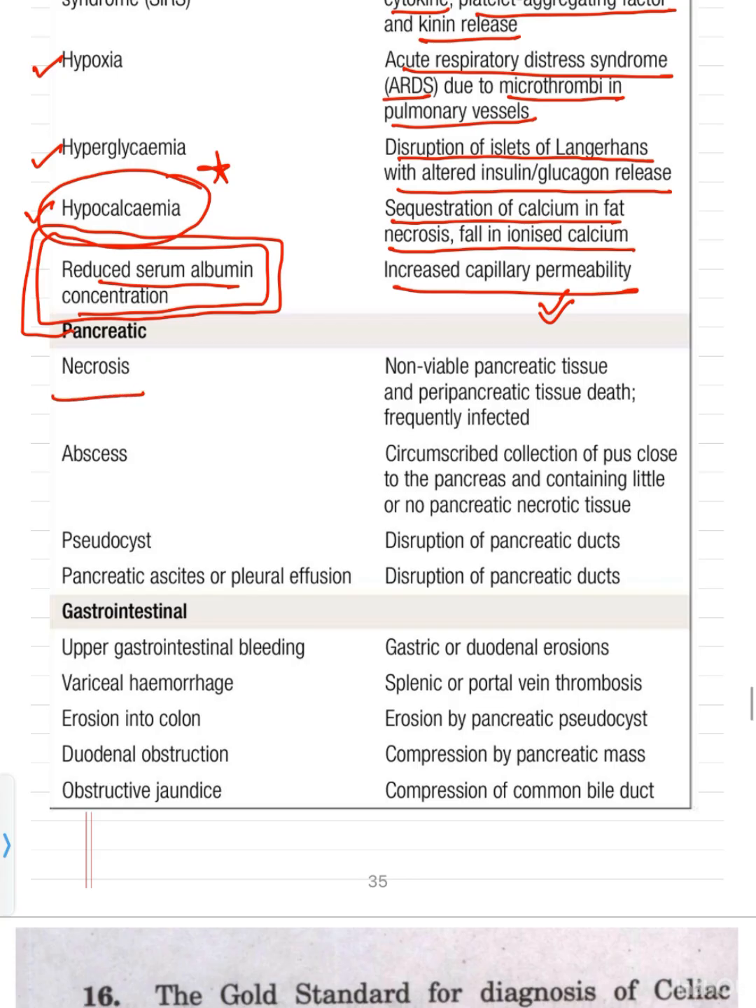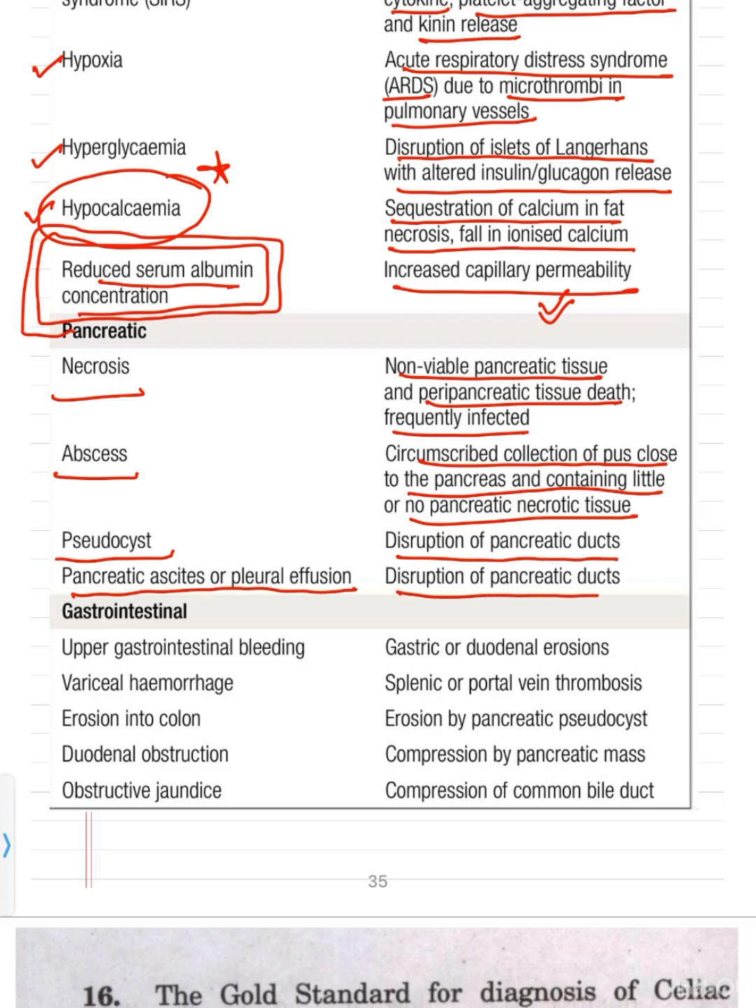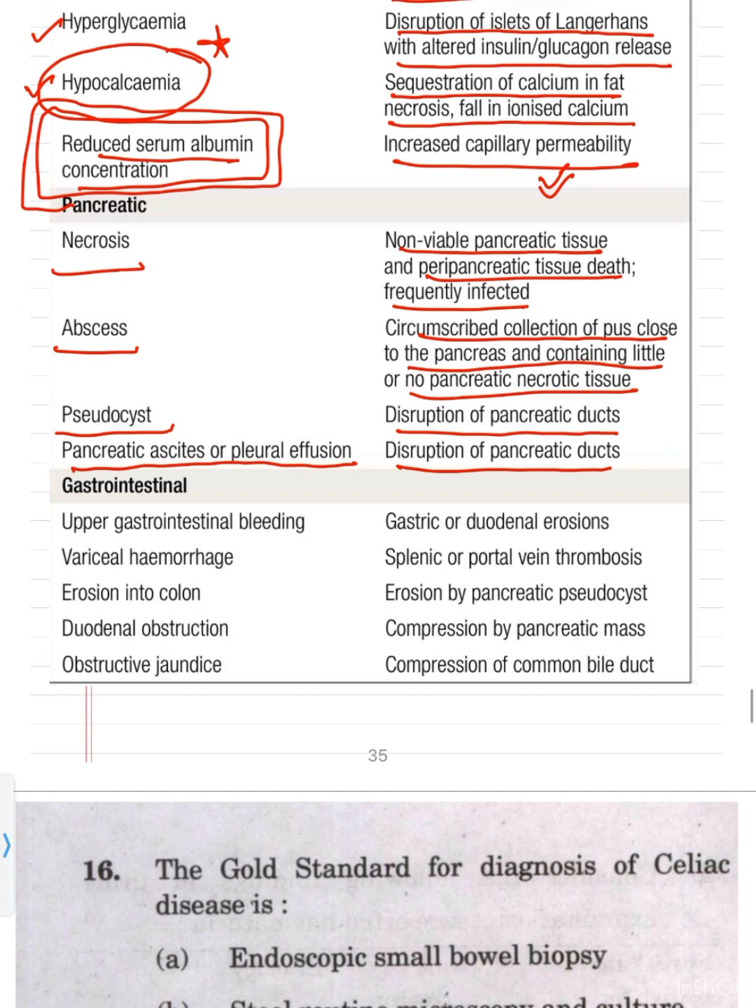In the pancreas, there can be necrosis, non-viable pancreatic tissue, and peripancreatic tissue death, frequently infected. There will be abscess, a circumscribed collection of pus close to the pancreas containing little or no pancreatic necrotic tissue. There will be pseudocyst, from disruption of the pancreatic duct. There will be pancreatic ascites or pleural effusion. Then there is a disruption of the pancreatic duct.